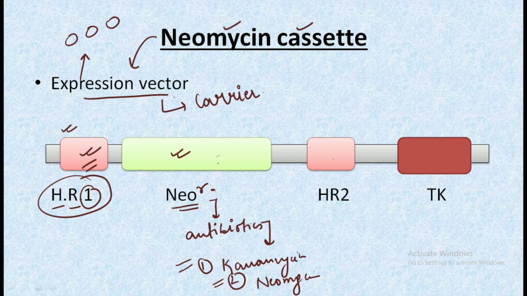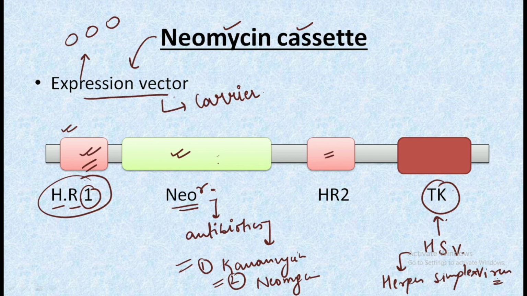Moving forward, we have the third component, that is the homologous region 2, and after that we have the thymidine kinase. This thymidine kinase is actually obtained from HSV. And what is HSV? HSV is herpes simplex virus. So this TK region is obtained from the HSV region. An important point to remember is that the second region, which is the neomycin resistant region, can be grown in the presence of G418. Now what is G418? We'll understand this in the future slides.